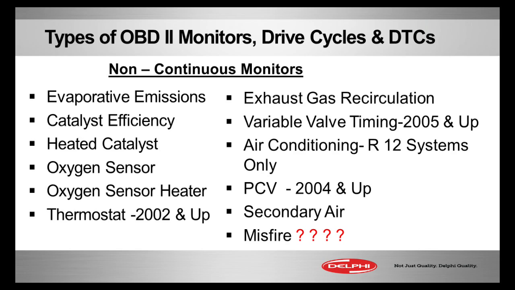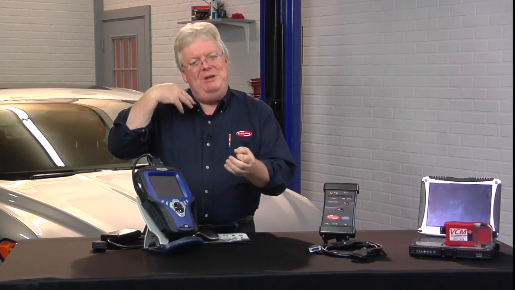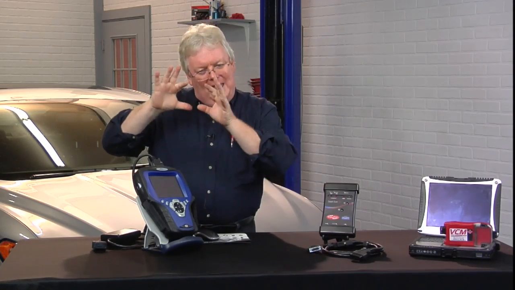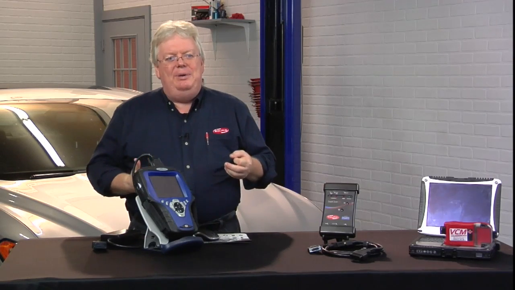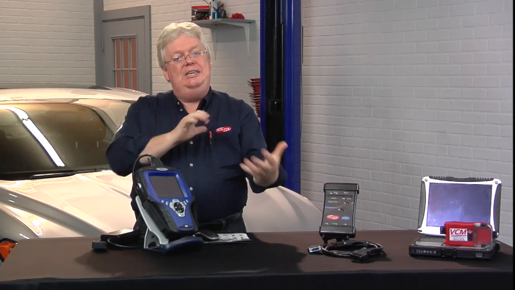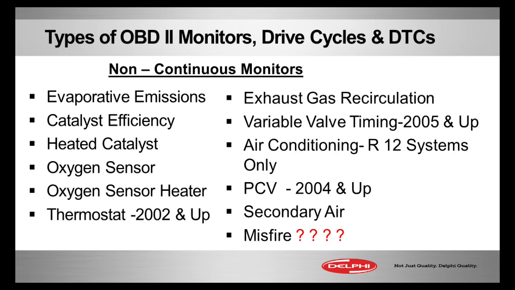AC systems was never used. It will always say not supported or not applicable because R12 never seen the light of day with OBD II. R12 was pretty much done in 93. OBD II pretty much started 94 and then came on full strength in 96. PCV valves, however, we can see if that's working, not exactly looking at the valve itself, but looking at some other things. 2004 and up, plus your air pumps and misfires.